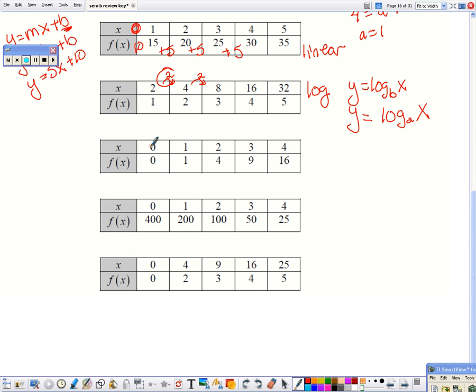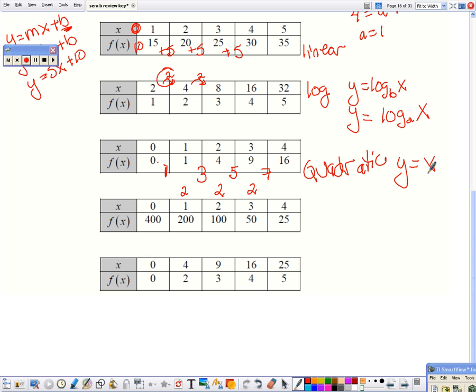Okay, so for this fourth one, I'm not going up by a constant adding value. I'm not going up by a constant multiplying value. And my x's are going up by adding 1. So let's see. If I subtract 1 minus 0, I get 1. 4 minus 1 is 3. 9 minus 4 is 5. 16 minus 9 is 7. Then if I subtract 3 minus 1 is 2, 5 minus 3 is 2, and 7 minus 5 is 2. So that's quadratic, because the second level of differences are equal.